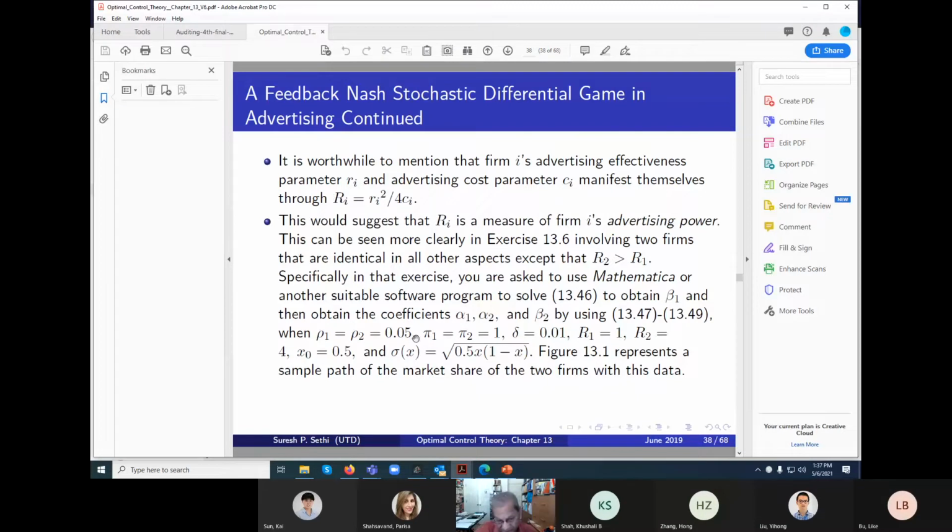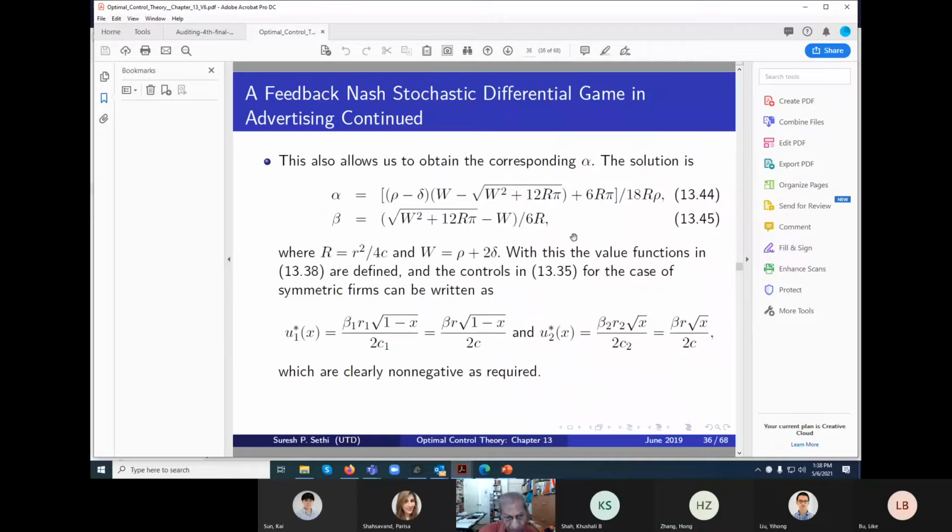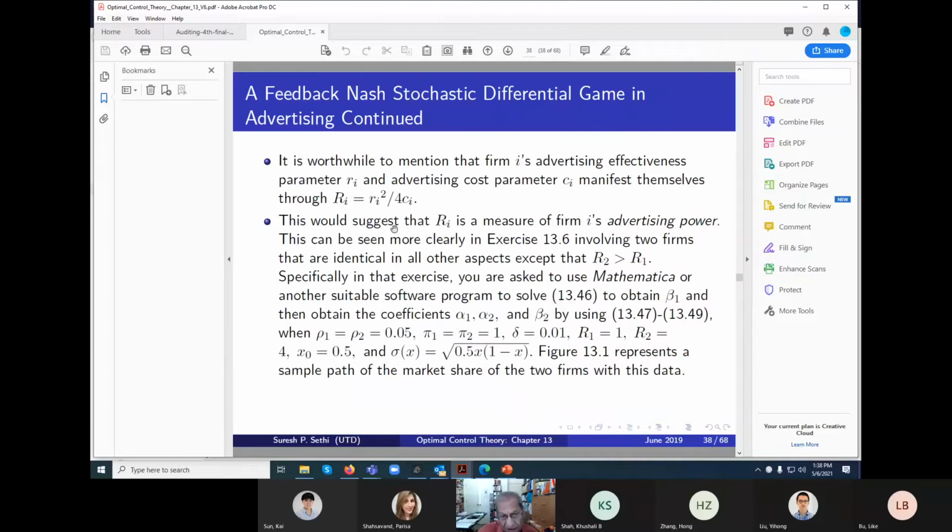Now let's give an example. We're going to assume the discount rate to be 5% for both of them. We're going to assume the margin is the same for both of them. We are assuming delta is the same for both of them. But we will assume that R1 and C1 are such that R1 equals 1 and R2 equals 4.